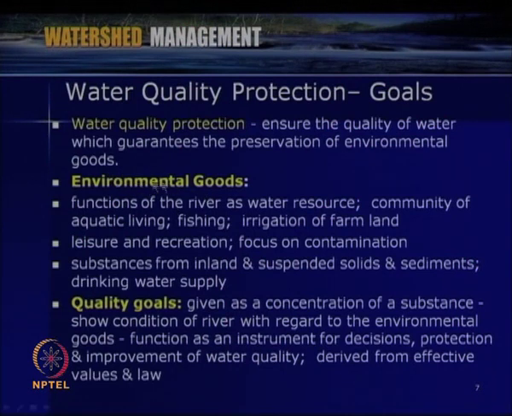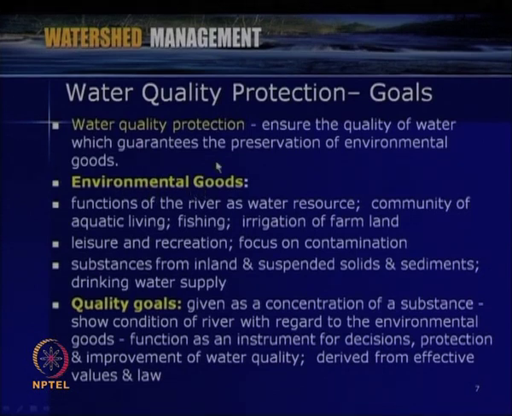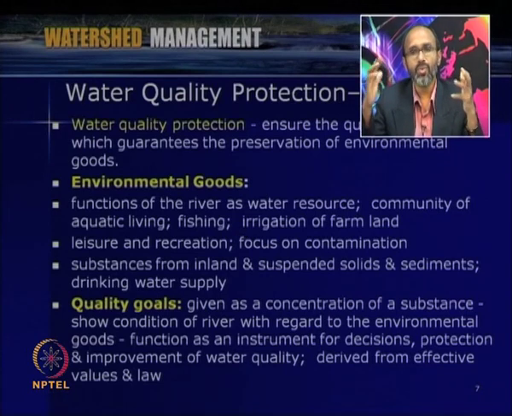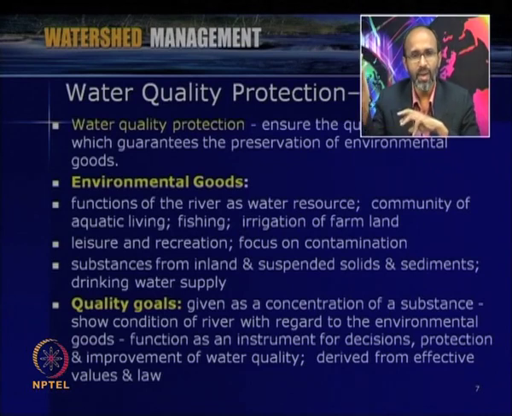Then, when we look into the environmental goods, it is just like the functions of the river as a water resource, then community of aquatic living, then fishing, then irrigation of farmland, and then leisure and recreation purpose. As far as contamination is concerned, the various standards are there and various goals we have to set. And then we have to see the substances from inland, and suspended solids and sediments, and especially for drinking water, the best quality water is required. So, that way we can set the environmental goals or environmental goods.